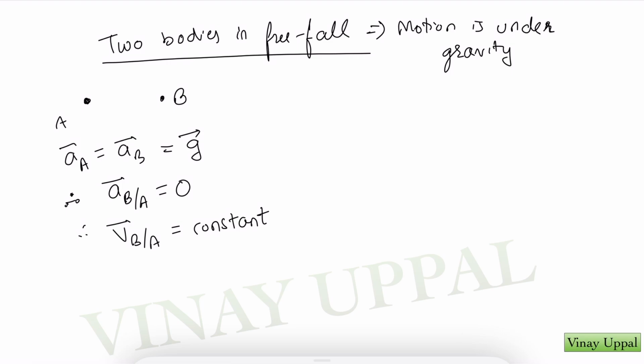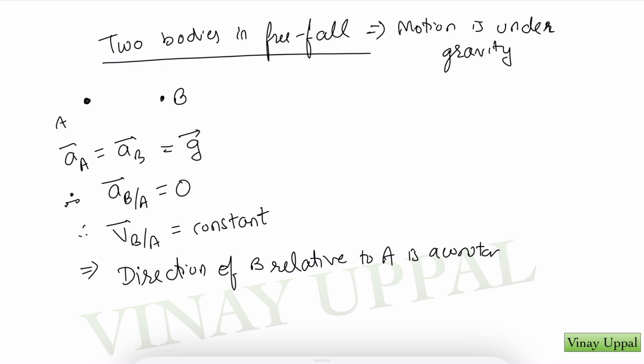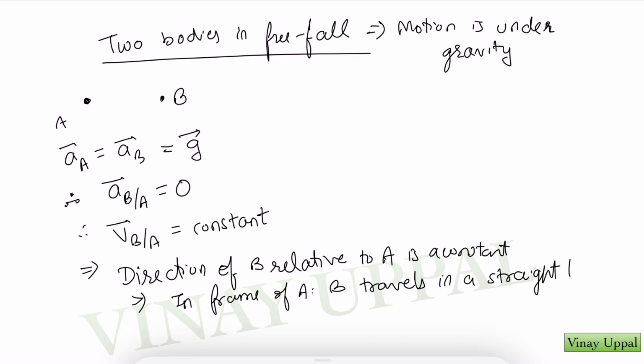Here an additional important point is the significance of this equation. Velocity of B with respect to A is a constant. That means not only is the speed of B relative to A constant, but also the direction. So direction of B relative to A is a constant, direction of motion of B. And that means in the frame of A, B just travels in a straight line.